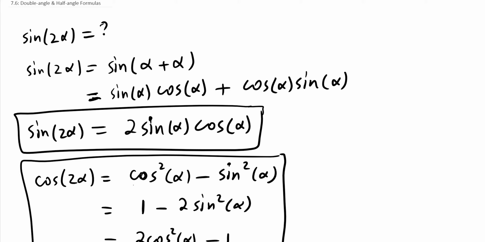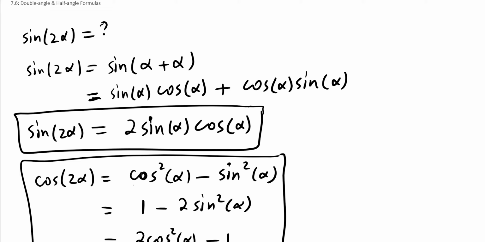So we can replace the cosine squared with 1 minus sine squared, and that will give me the second line. Or from the first line, you can replace sine squared with 1 minus cosine squared alpha, and that will give us 2 cosine squared alpha minus 1. That's what we get. So these are the formulas for sine and cosine.